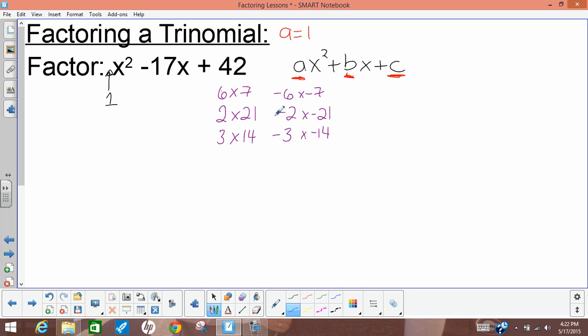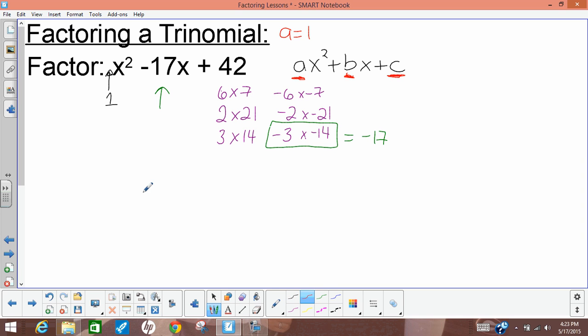So our goal here is to get the factors of c, two numbers that multiply to be c, and we're going to pick the pair that also adds to be b, which in this case is negative 17. So we're going to go through here and find the factors that add to be negative 17. If we do that, we would choose negative 3 and negative 14. Negative 3 and negative 14 multiply to be positive 42, and they add to be negative 17. So these are the numbers we're going to use to factor this trinomial.